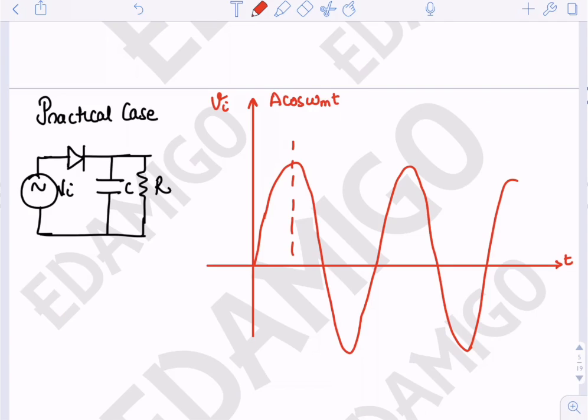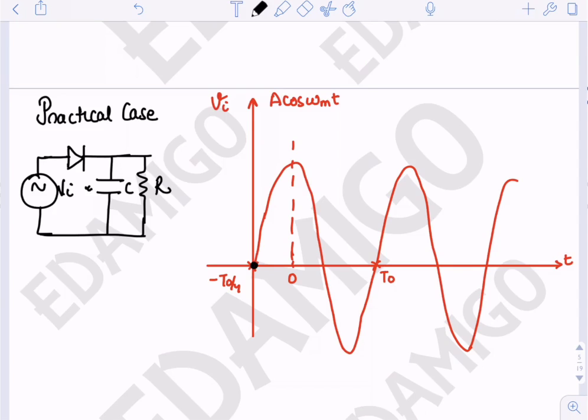This is time instant 0. So let us say the time period is t naught. So this is minus t naught by 4, and so on. Let us say that we start the analysis with time instant minus t naught by 4. So at time instant minus t naught by 4, the voltage across the capacitance is 0.